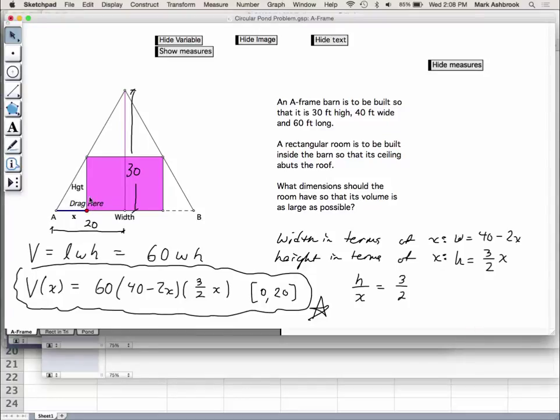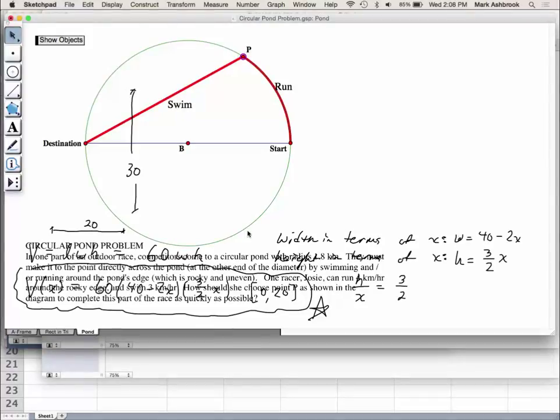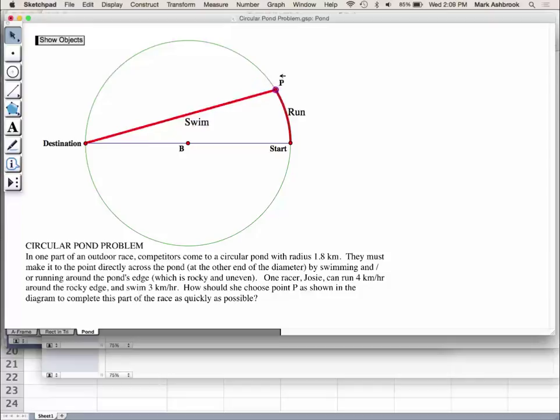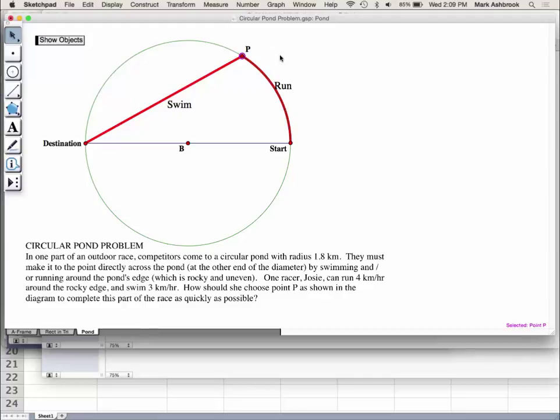All right, let's try the pond. Okay, so we're going to do the pond. We're going to review trig on the fly here, okay? So we're going to work on this one. It's all about trig. So as we're doing this problem, we'll be reviewing trig kind of on the fly simultaneously.